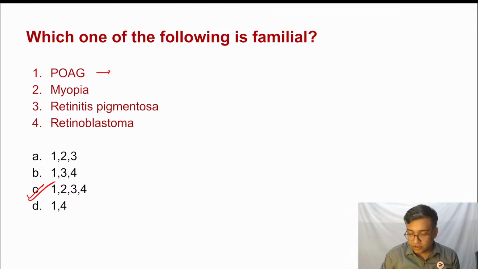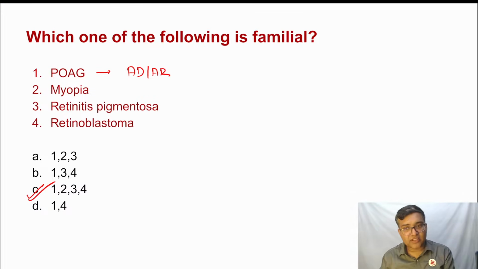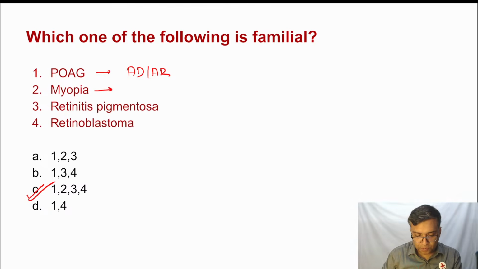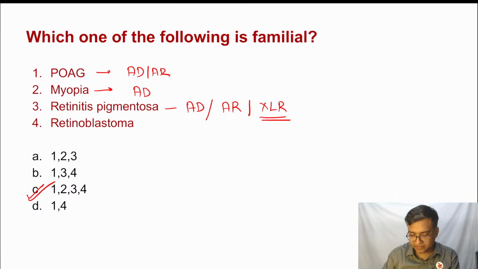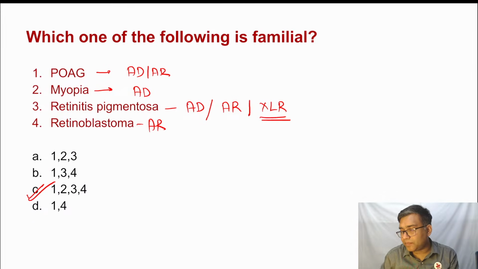Primary open angle glaucoma can be both autosomal dominant as well as autosomal recessive. Myopia is usually seen as autosomal dominant. Retinitis pigmentosa is more commonly autosomal dominant, but if it is associated with syndromes, it can be autosomal recessive. The most severe but the least common is the X-linked recessive. And retinoblastoma can be both autosomal dominant as well as autosomal recessive, more commonly autosomal dominant.